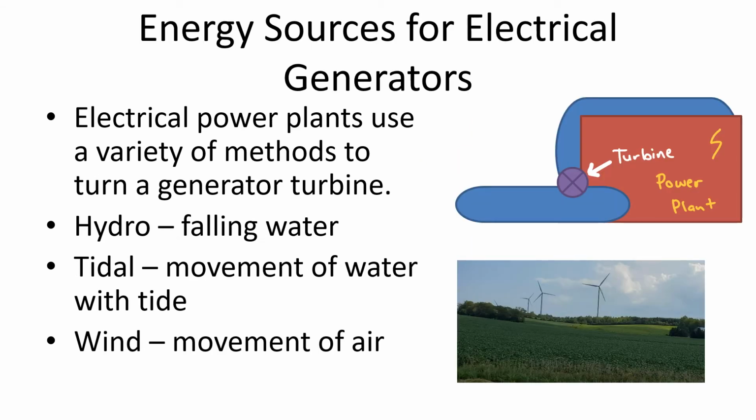So the trick is then to find a power source that will turn the turbine to generate electricity this way. There are some natural ways you can do that using energy from the environment. Falling water, if you go to Niagara Falls, there's a bunch of hydroelectric power plants there where the water flows over a drop, and the drop turns the turbine, generates the electricity, and then flows out the bottom.